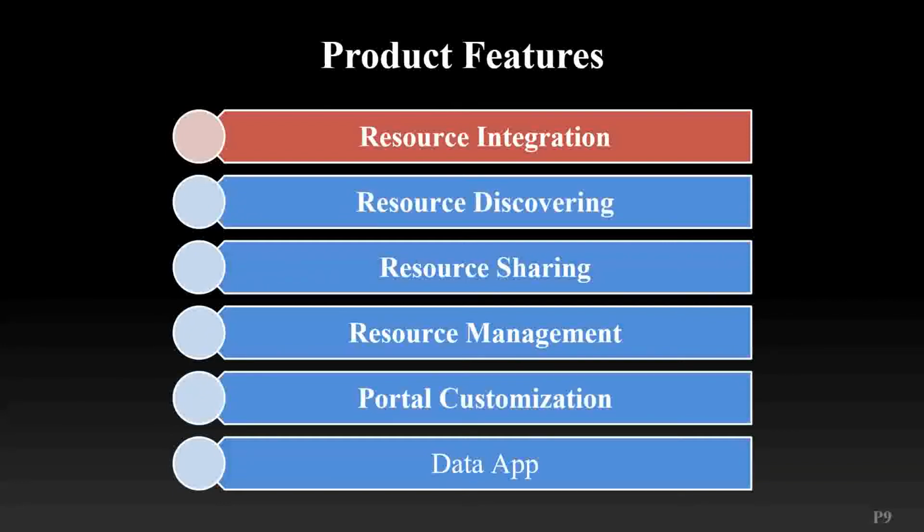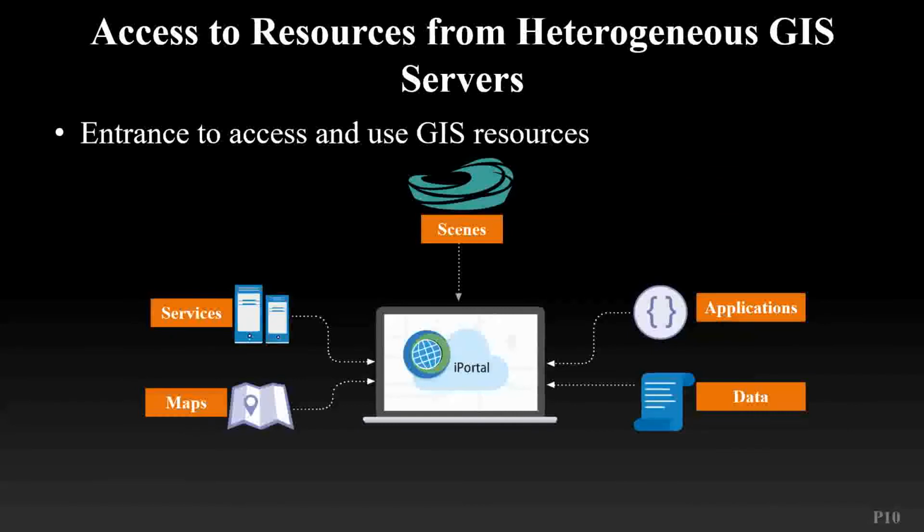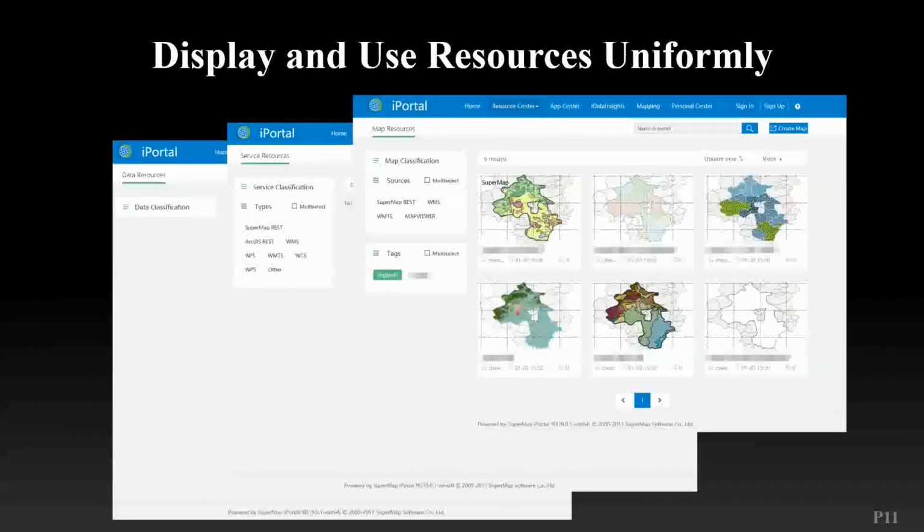The resource integration. It can gather all of our GIS resources like scenes, surveys, maps, applications, and data, and display and use resources uniformly. That means all the resources can be integrated into one, and we don't need to consider which iServer a resource is provided by. We just find which service we need.